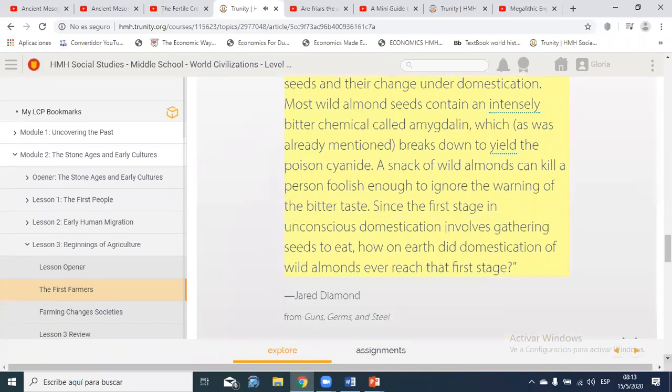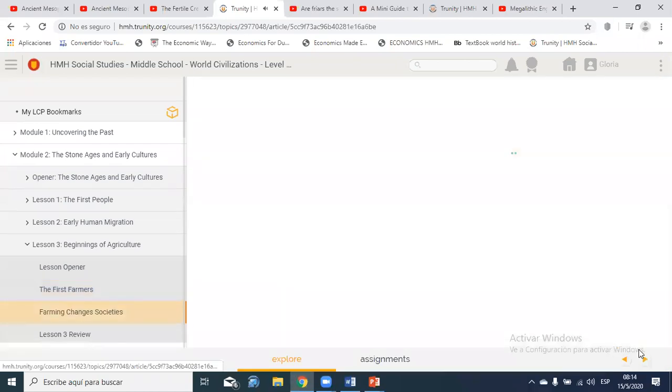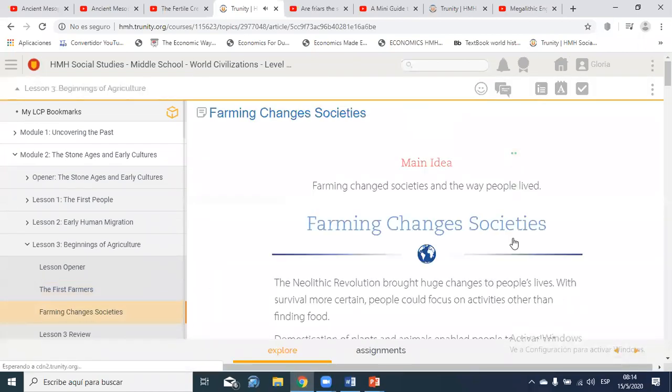Most wild almond seeds contain an intensely bitter chemical called amygdalin, which, as was already mentioned, breaks down to yield the poison cyanide. A snack of wild almonds can kill a person foolish enough to ignore the warning of the bitter taste. Since the first stage in unconscious domestication involves gathering seeds to eat, how on earth did domestication of wild almonds ever reach that first stage? Okay, that was Jared Diamond. Let's move to another chapter over here and continue.